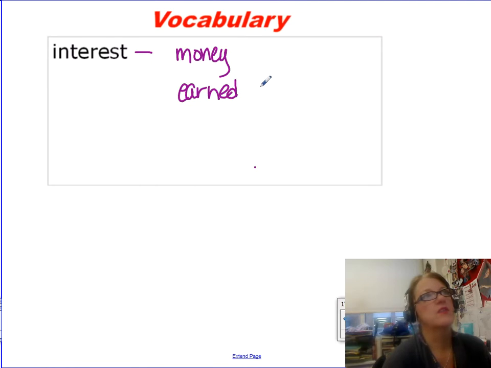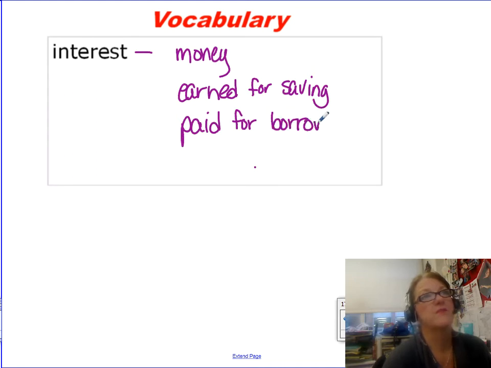Okay, it's earned. I should say you earned interest for saving your money. Or you pay it for borrowing money on some sort of loan. Now, if you're the banker, you're going to get paid the interest because you loaned the money. It works that way as well.